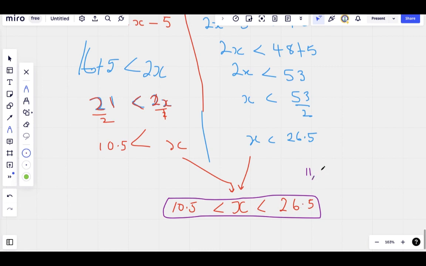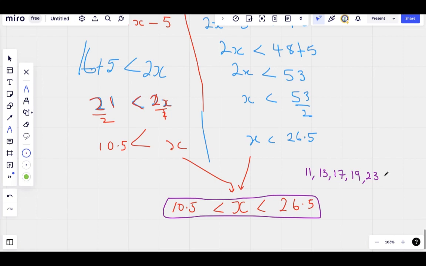So 11 is a prime number. 13 is a prime number, right? 15 is not, because 3 can divide 15, and 5 can divide 15. 17, is 17 a prime number? Yes, so you list 17. 19 is a prime number, right? So we list 19. 21 is not a prime number because 3 can divide 21, and 7 can also divide 21. 23 is a prime number, so we list 23. 25 is not; 5 can divide 25.